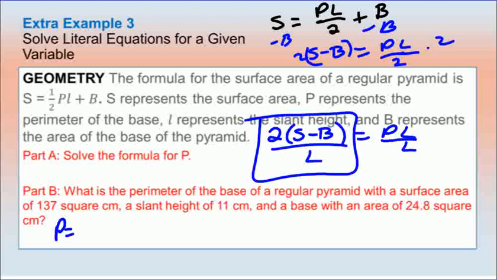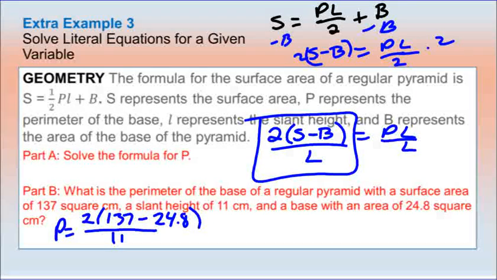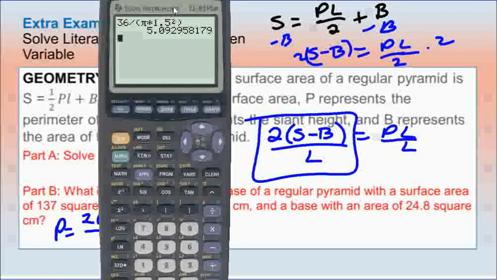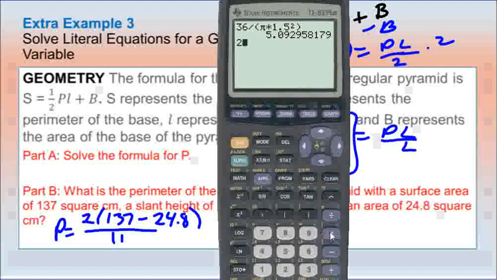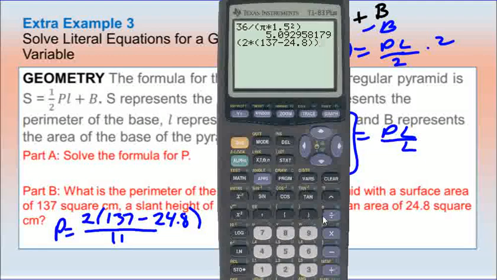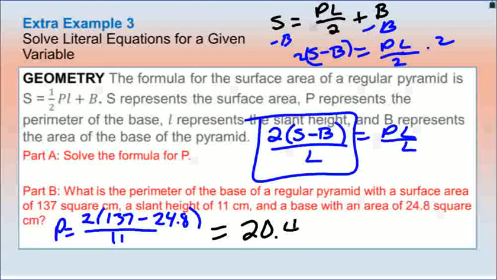So we need to find the perimeter of the base of a rectangular pyramid with a surface area of 137, a slant height of 11, and the base with an area of 24.8. So on my calculator, we're going to type in 2 times, let me put everything in parentheses, 137 minus 24.8, end parentheses, and all of that I'm going to divide by 11. I'm now left with 20.4 centimeters. So our answer for this one would be 20.4 centimeters.